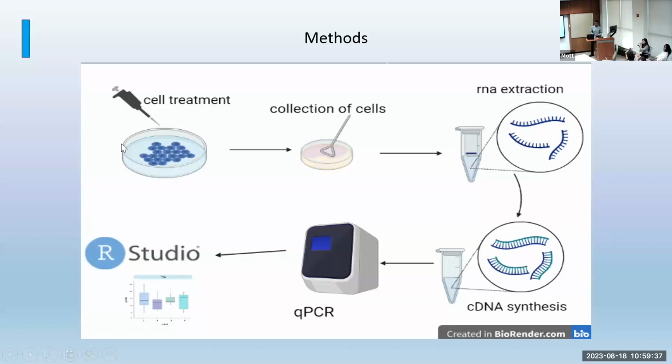For the methods, we first treated the cells with either 15 micromolar or 25 micromolar of hydroquinone. We let them incubate for 4 or 8 hours, depending on what data points we needed to see. After treatment, we collected and lysed the cells in order to perform RNA extraction. Once RNA extraction occurred, we made cDNA from it, then we did qPCR, and we interpreted the results in R.